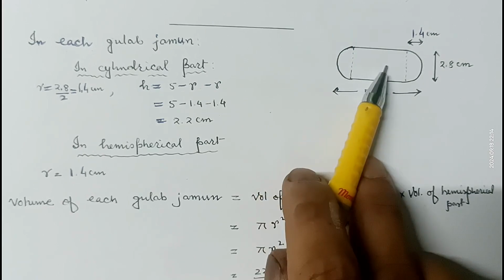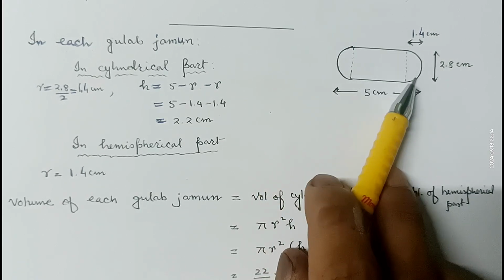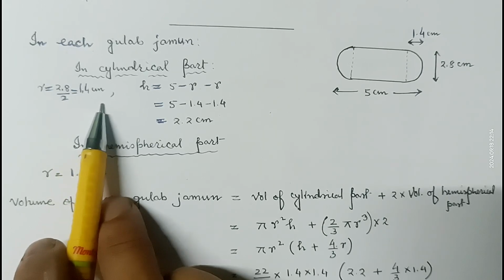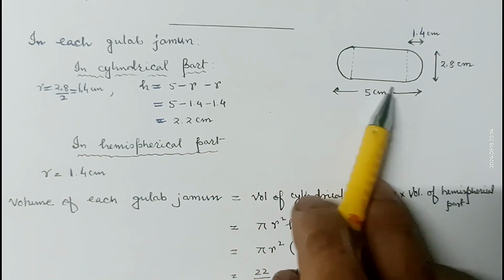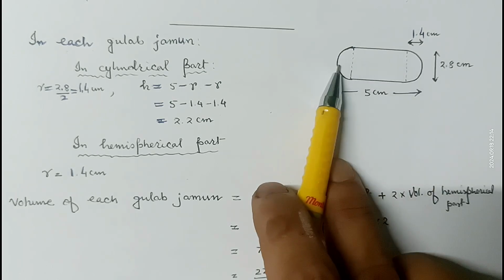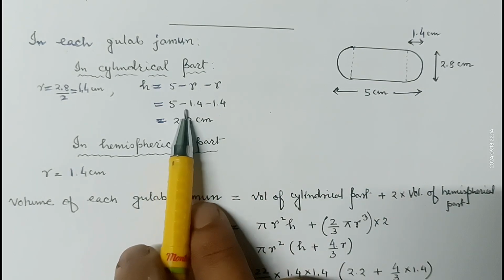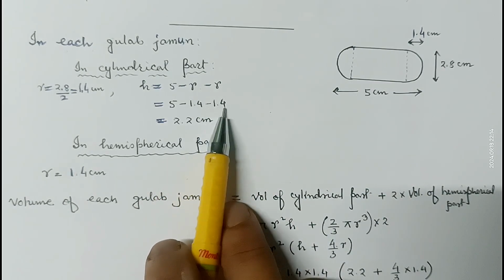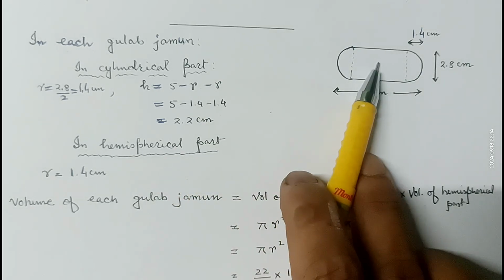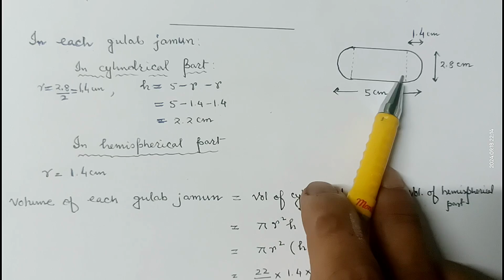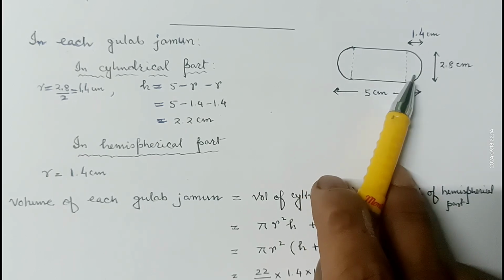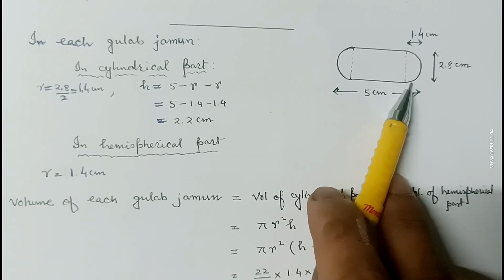In case of cylindrical part, radius will be same as hemisphere, so radius is 2.8 by 2, that is 1.4 cm. Now what is the height of the cylinder? It will be 5 minus 1.4 minus 1.4. So 5 minus 1.4 minus 1.4 will give 2.2 cm. So we got in case of cylinder, height is 2.2 cm and radius is 1.4 cm. In case of hemispherical part, radius is 1.4 cm.